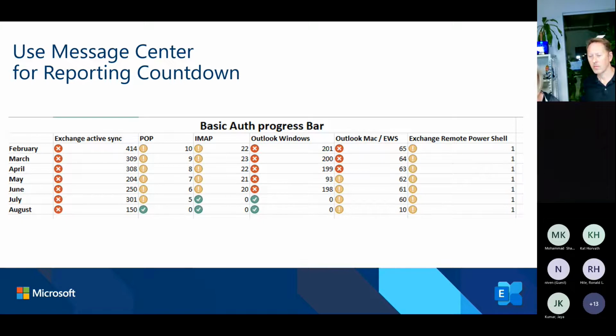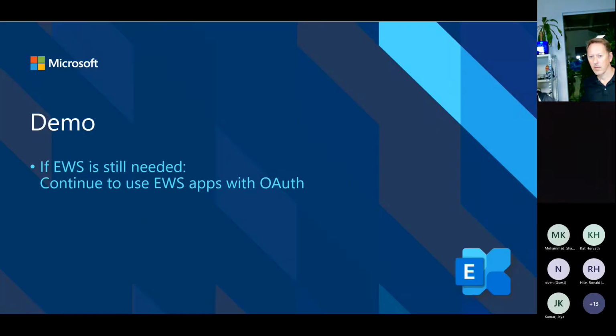Also, what you see here is that different services use different authentication methods. We also see a couple of Outlook Mac and EWS applications still in place with a couple of customers. This helps the customer to identify what their progress is and where they will probably get problems in the future.